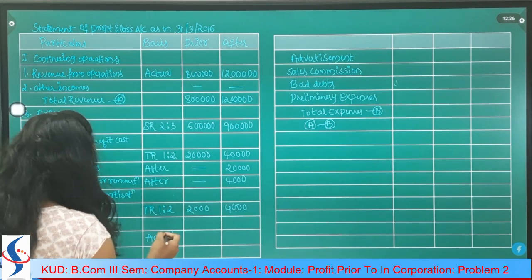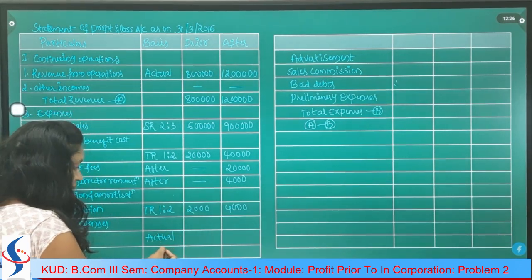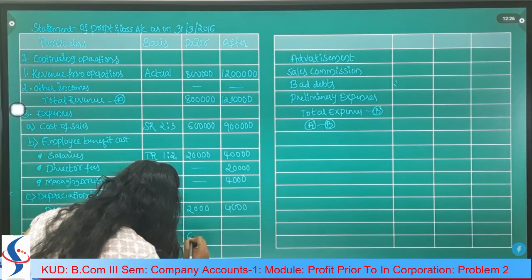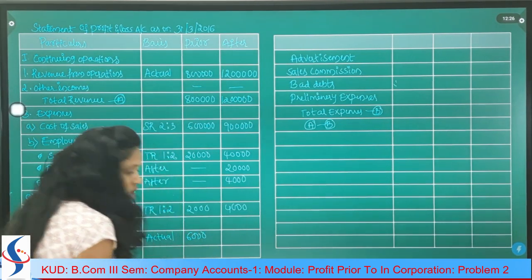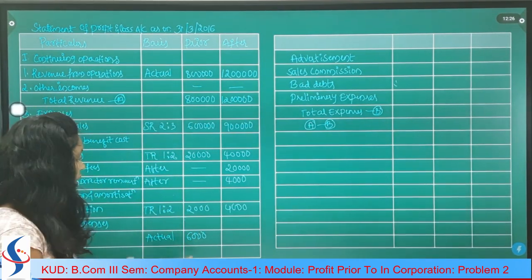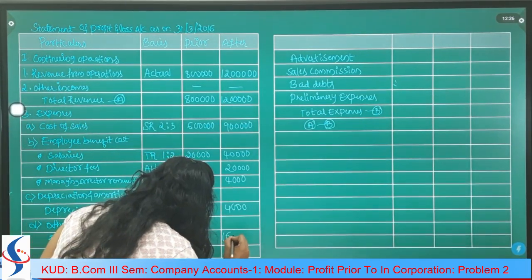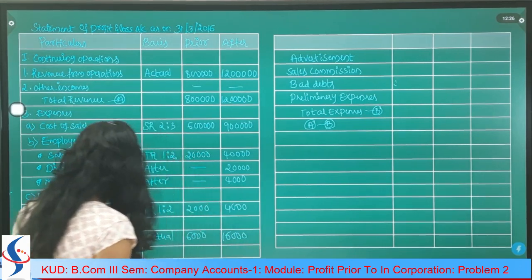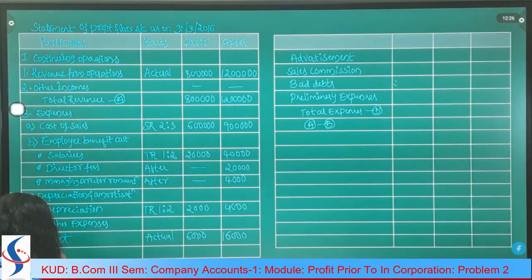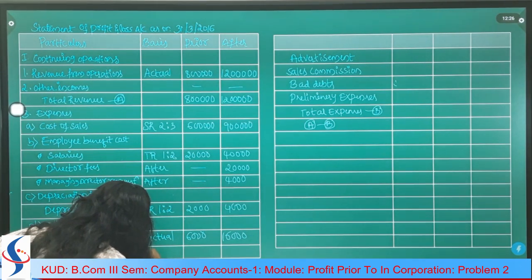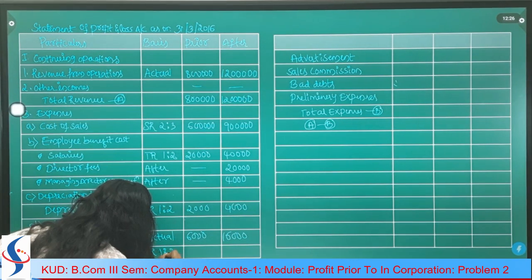Yes, rent as per the given information we are dividing, that's why I have written it as actuals. Actual rent as per the information we calculated in the working note is 6,000 and after period it is 16,000. And what about taxes? Remaining amount, that is 2,000, that should divide using time ratio, that is 1:2.